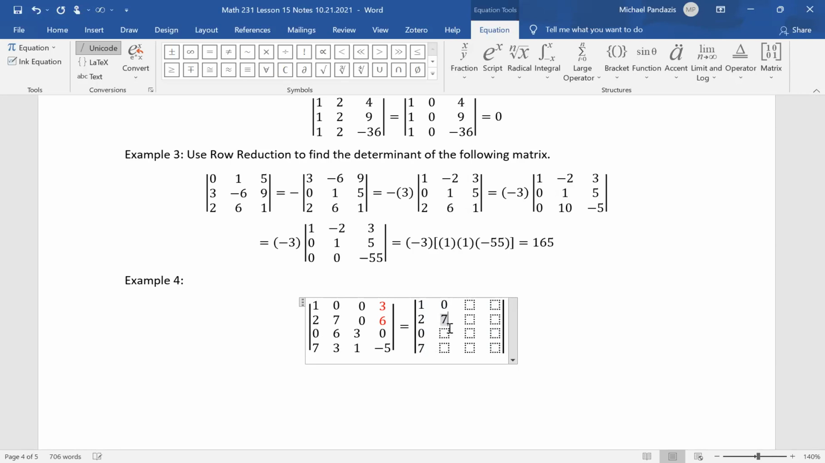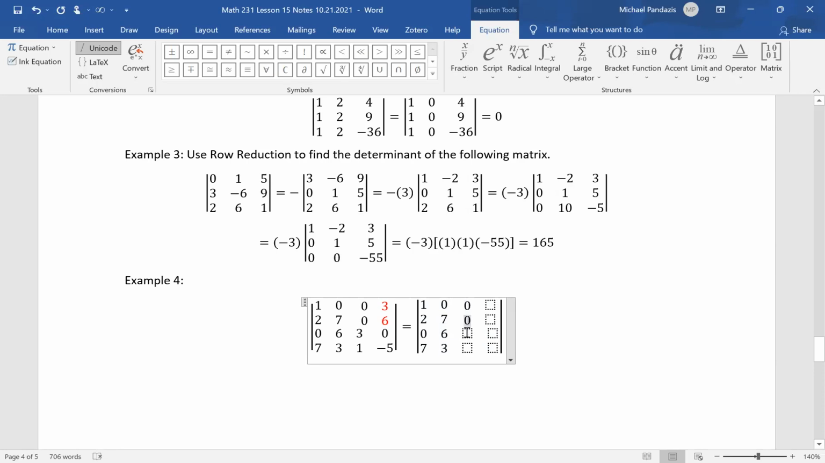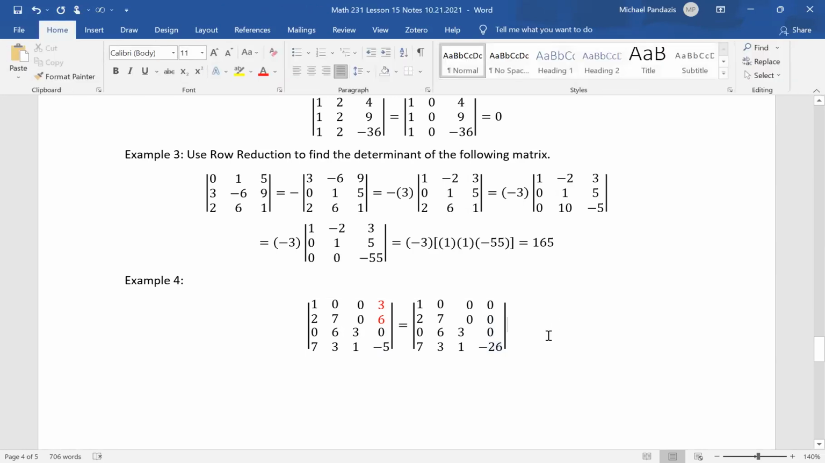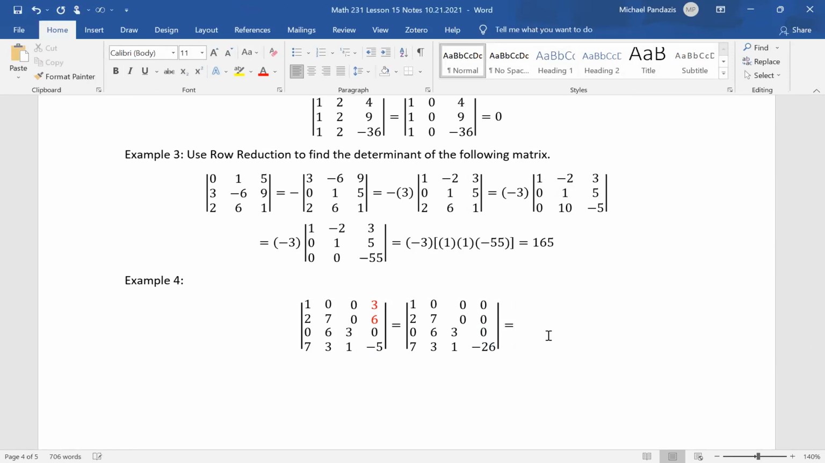0, 7, 6, 3, 0, 0, 3, 1. And we're going to add -3 times the first column to the third. And then what we'll get is 0, 0, 0. But -3 times 7 is -21. -21 plus -5 is -26. So we added -3 times the first column to the fourth column.